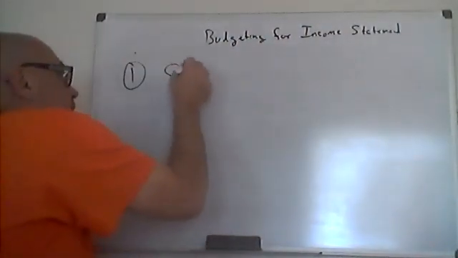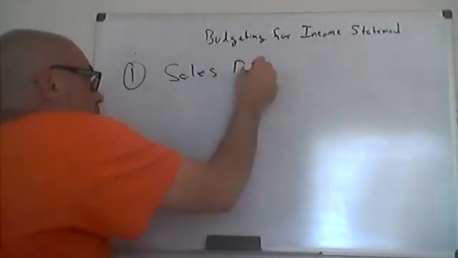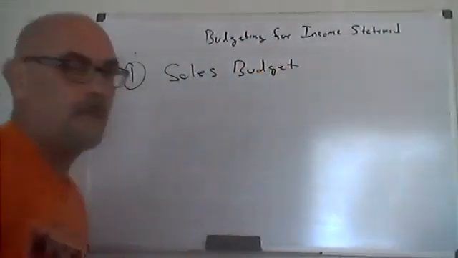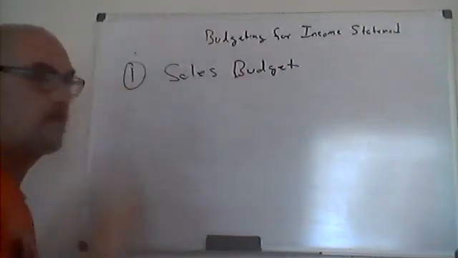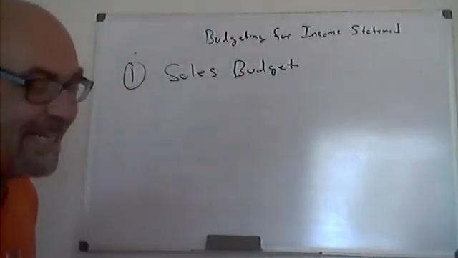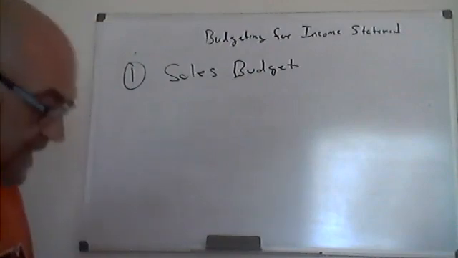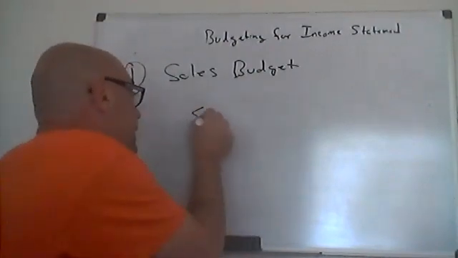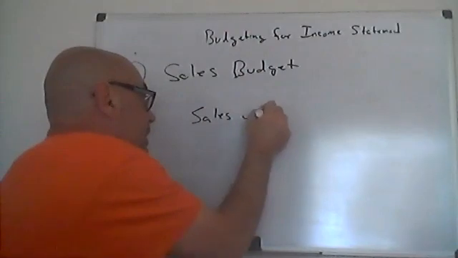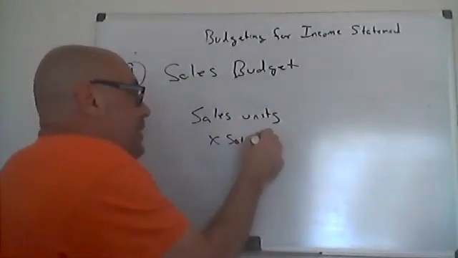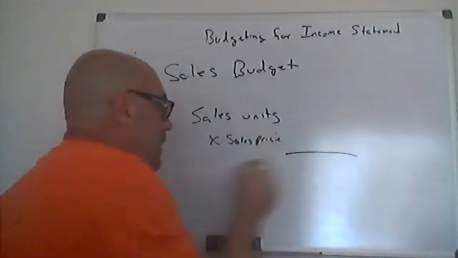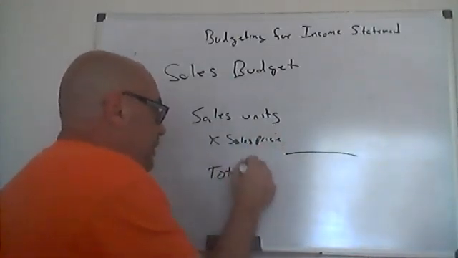Okay, our first one is our sales budget. The sales budget is the easiest one to calculate. Sales units times sales price gets us total revenue.